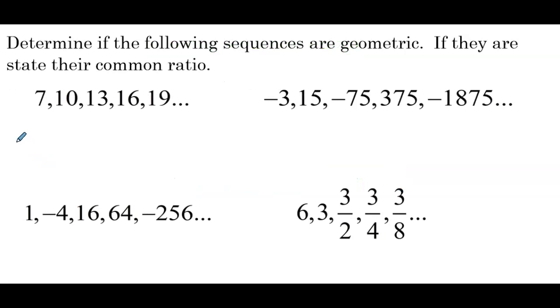Now determine if the following sequences are geometric. If they are, state their common ratio. So they've given us 4 sequences, and we're trying to figure out which ones are geometric and what the common ratio is in the geometric sequences.